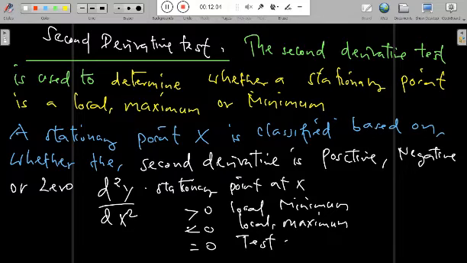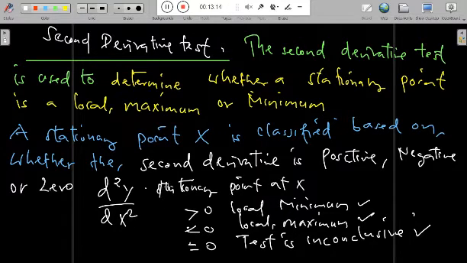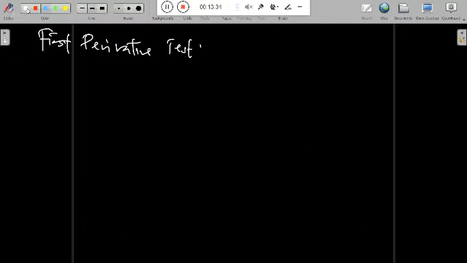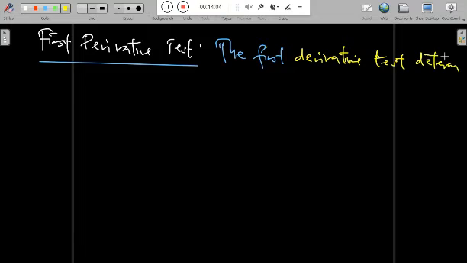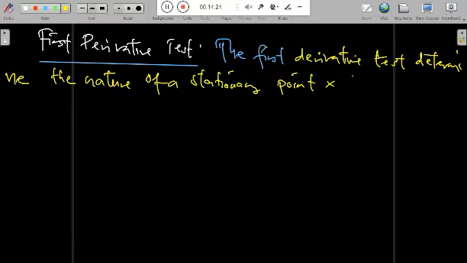If the second derivative is greater than 0, there is a local minimum. If it is less than 0, there is a local maximum. If it is equal to 0, the test may be inconclusive. So these are the conditions for the second derivative test, which is used to prove the local maximum or minimum of the function at given stationary values. If the test is inconclusive, we must use some other method to determine the nature of the stationary point, such as the first order derivative test.